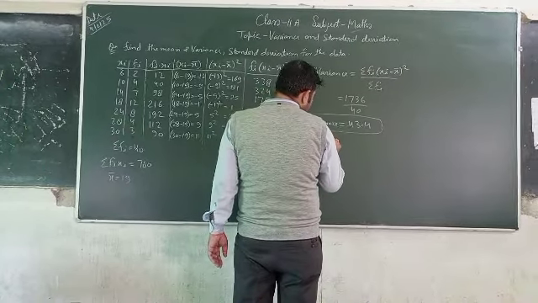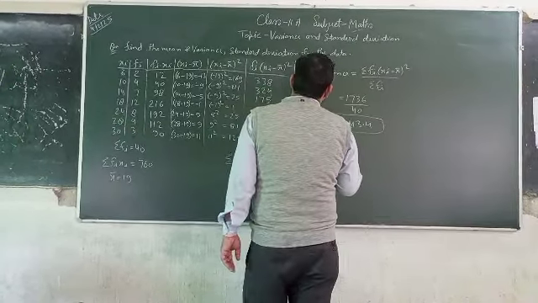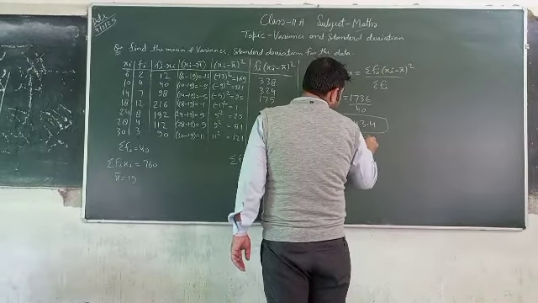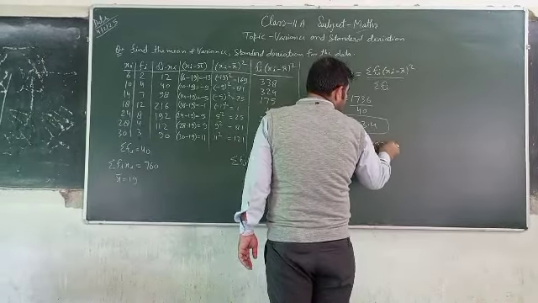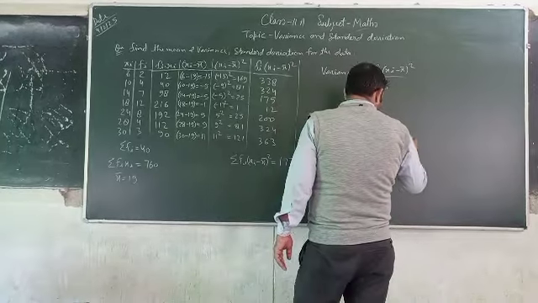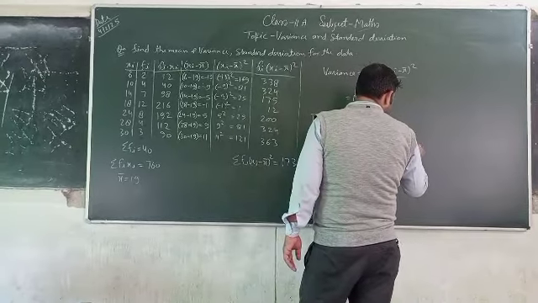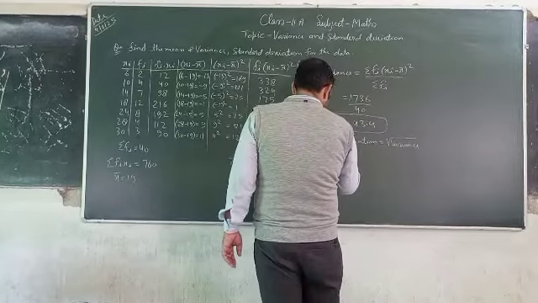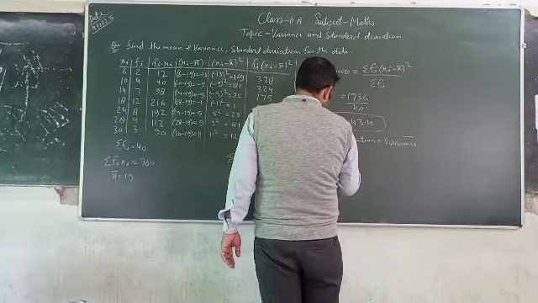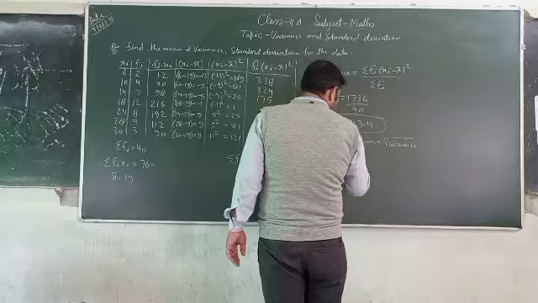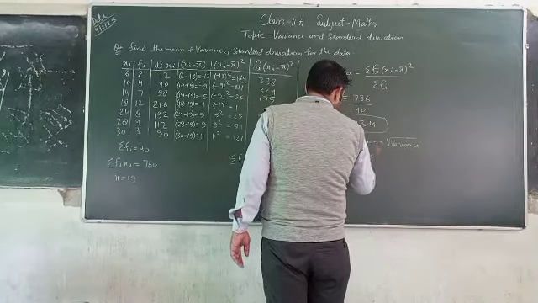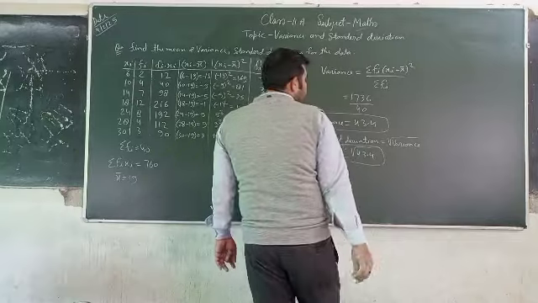standard deviation is equal to under root variance, and the short form of standard deviation is known as SD, and this is under root 43.4. This is your standard deviation.